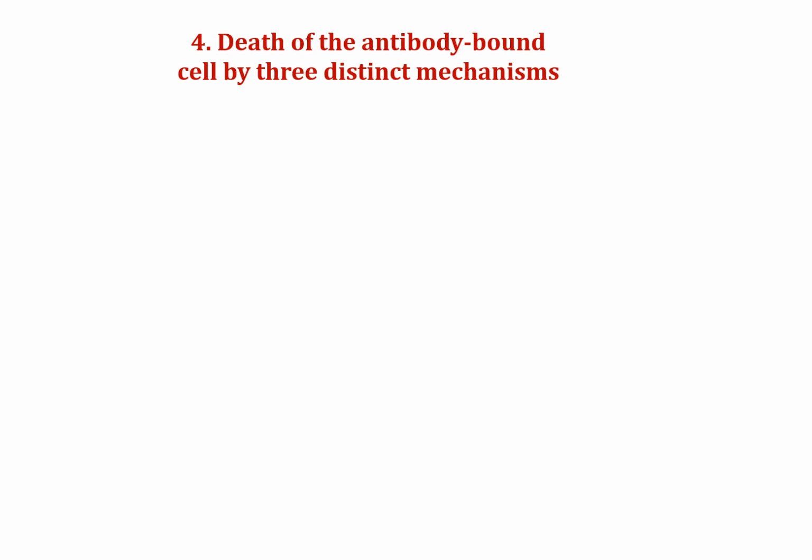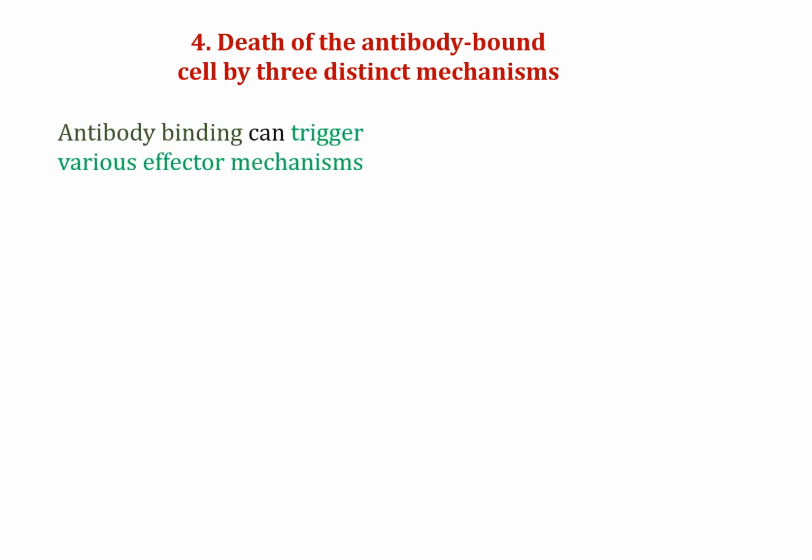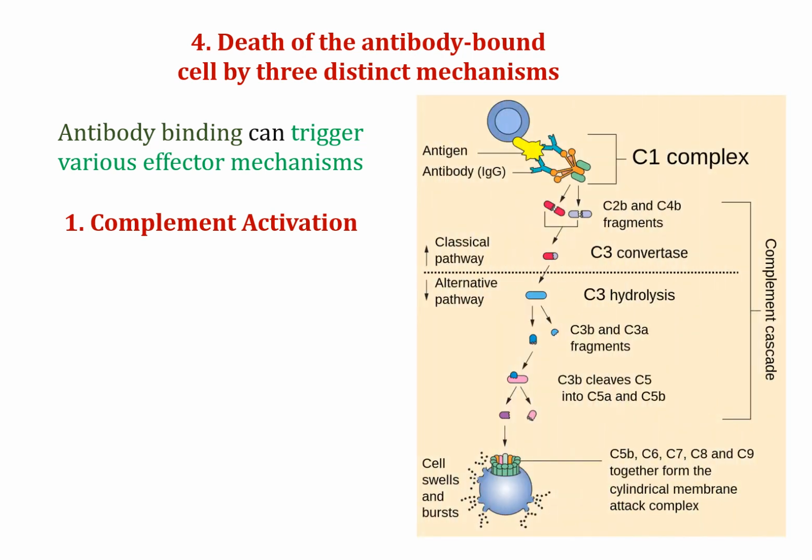Now fourth, death of the antibody bound cell by three distinct mechanisms, or you can say cell destruction. First, antibody binding can trigger various effector mechanisms. First is complement activation. In this, certain immunoglobulin subclasses can activate the complement system, creating pores in the membrane of foreign cells.